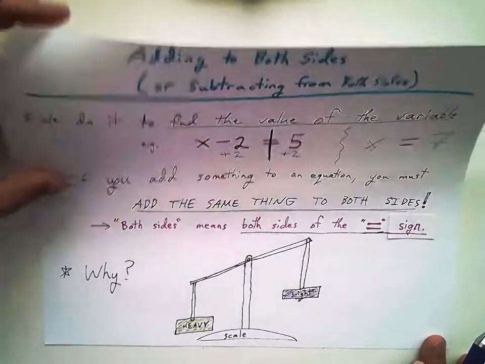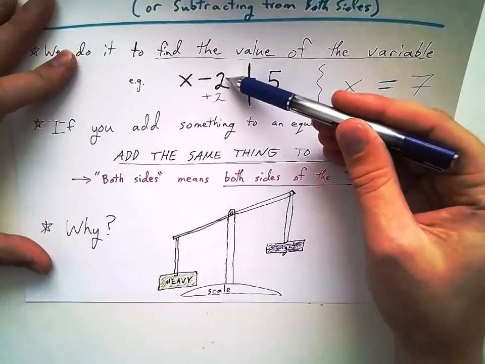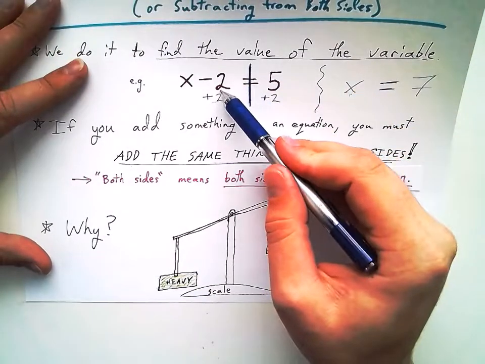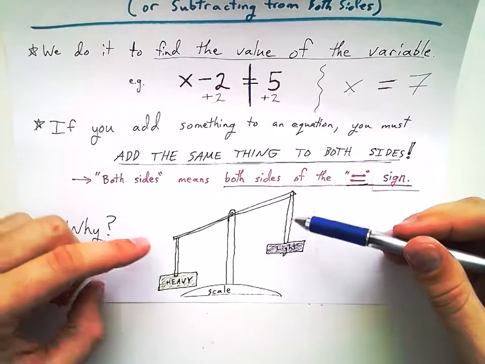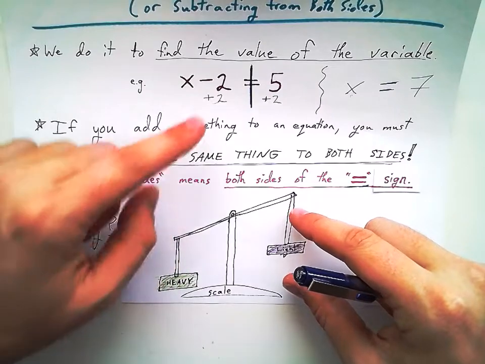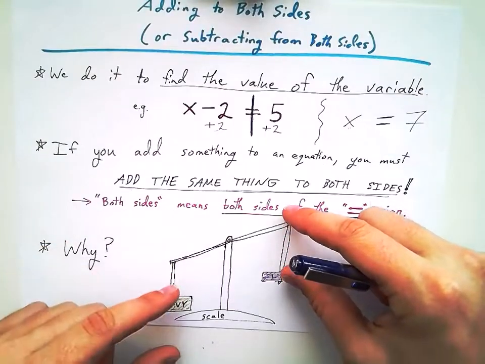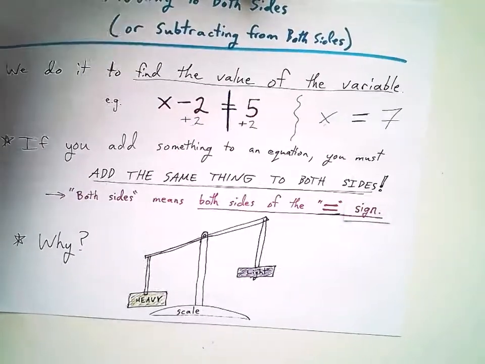Why? Well, you can think of it this way. If you add something just to this side, like say I added 2 to that side but didn't add it over here, my equation, where both sides were equal, was nice and balanced. Now this side is heavier, and it doesn't balance anymore. Let me show you another example.